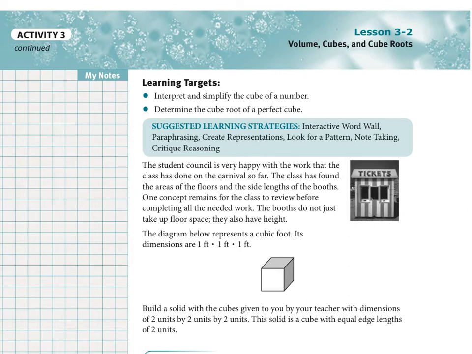Alright guys, back at lesson 3.2 here, volume, cubes, and cube roots. So in the last section we got into area, right? And again, the difference between a regular length, which is considered one-dimensional, that might be like 1 centimeter.